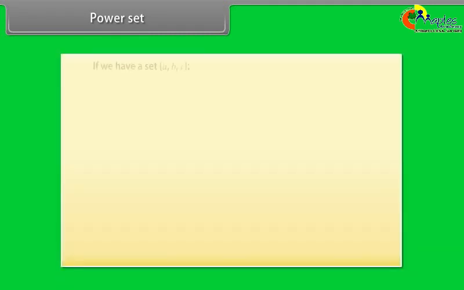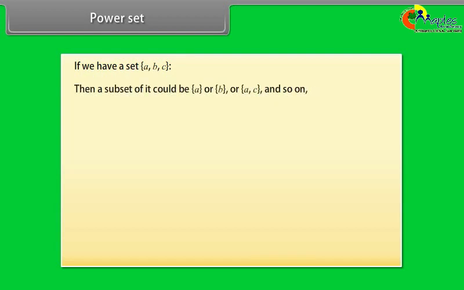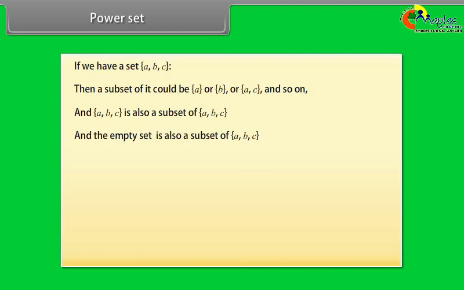Power set. If we have a set {A, B, C}, then a subset of it could be {A} or {B}, or {A, C}, and so on. And {A, B, C} is also a subset of {A, B, C}. And the empty set is also a subset of {A, B, C}. PS is equal to the empty set, {A}, {B}, {C}, {A, B}, {A, C}, {B, C}, {A, B, C}.